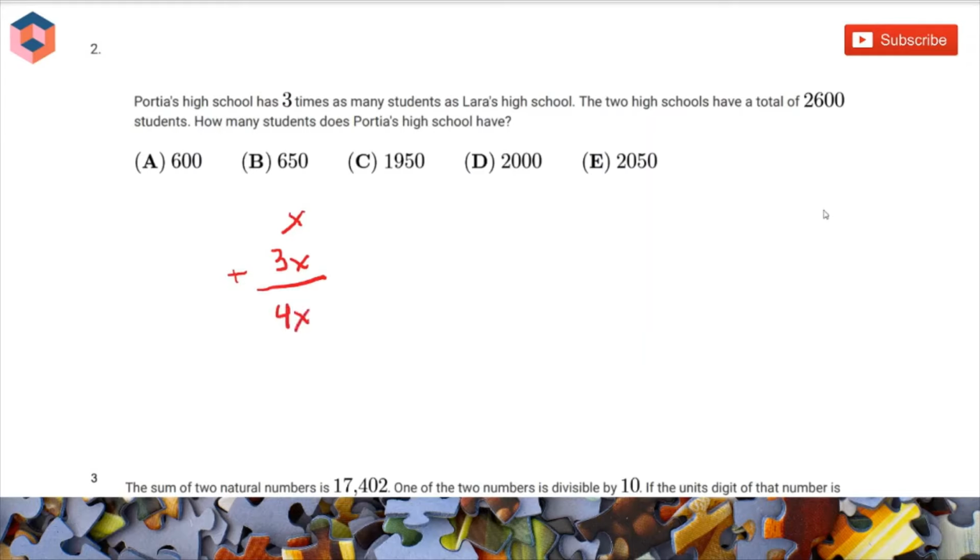The problem also tells us that the total number of students is equal to 2,600. So we can set these two equal, divide both sides by 4 to isolate the x, and 2,600 divided by 4 would give us 650. So our answer would be 650 students. Wrong. We have to multiply by 3 because we're trying to find the number of students in Portia's high school, and this is the number of students in Laura's high school. Multiplying by 3 would give us 3 times 1,800, because 600 times 3 is 1,800, plus 50 times 3, which is 150, which gives us 1,950.